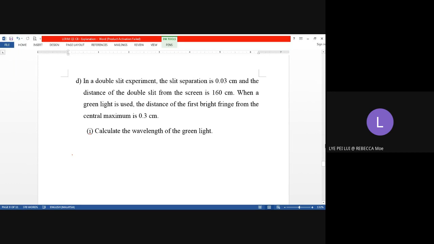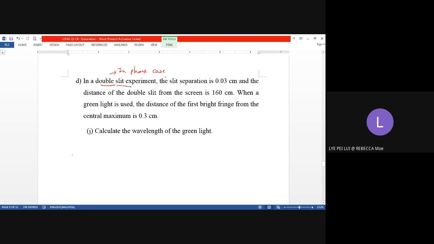All right, we proceed with our 1D. We have three questions, but we start with the first one. In a double slit experiment, in phase case.